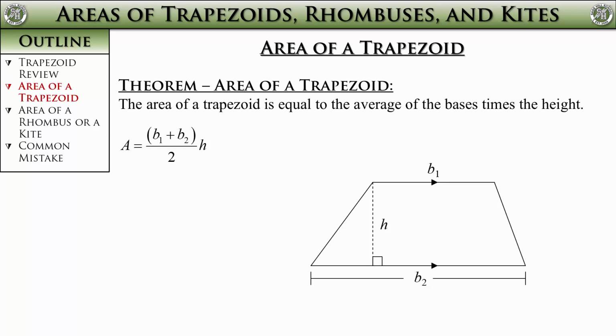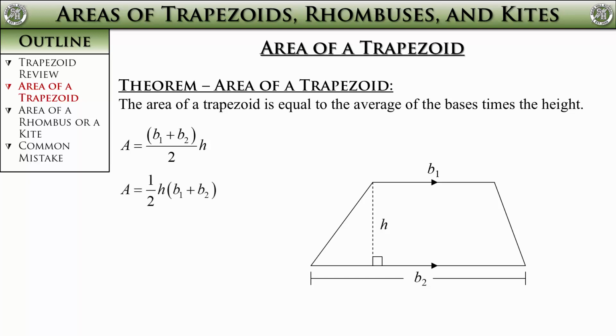The area of a trapezoid is equal to the average of the bases times the height. Just like the last section, make sure you know where to find the height. This one is still not the height. This formula can be written a few different ways. This is one common way, since it's a mathematical representation of average of the bases times the height.